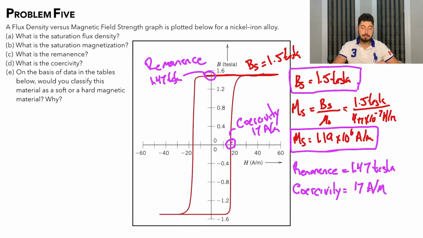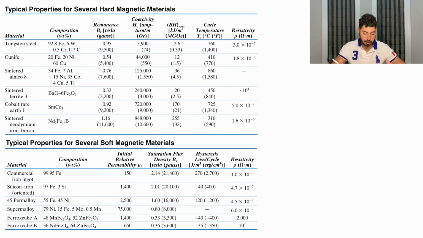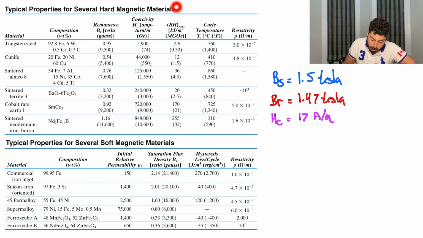Now finally, part E says, on the basis of the data in the tables below, would you classify this material as a soft or hard magnetic material and explain why? Let me go to the next slide, which is our table. Our first table is on hard magnetic materials and our bottom table is soft magnetic materials. The only way we're able to determine which our material is, is by justifying our saturation flux density, our remanence, and our coercivity, which we previously calculated based off of the BH curve.